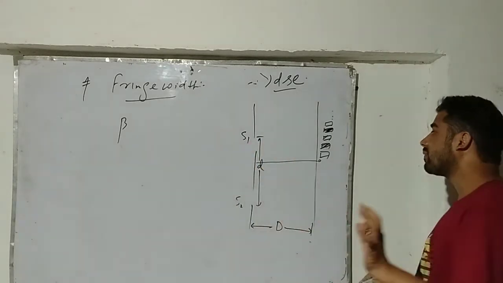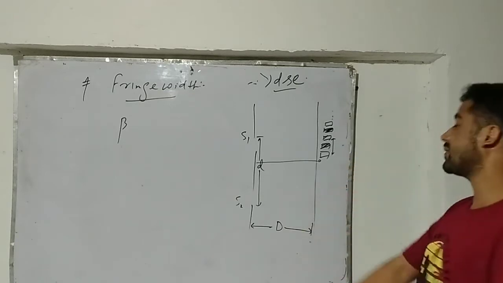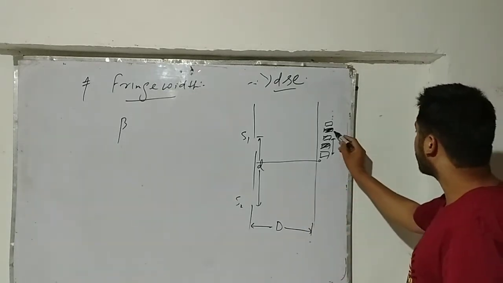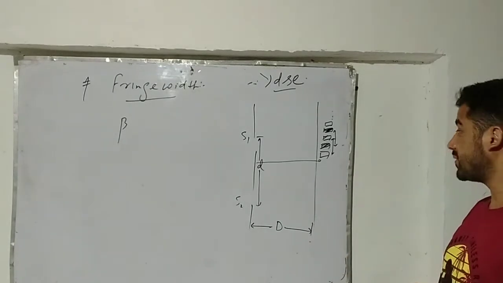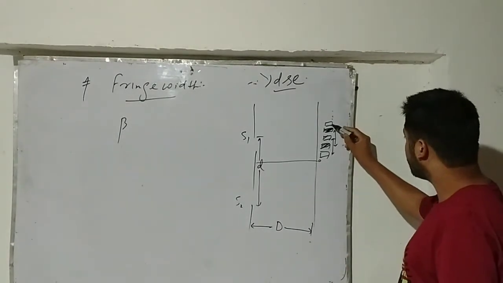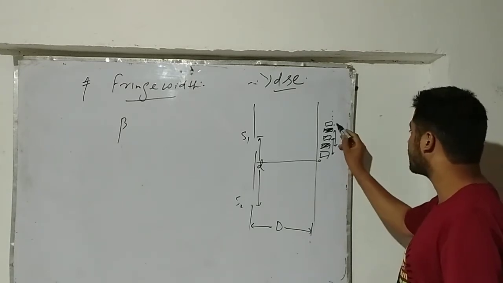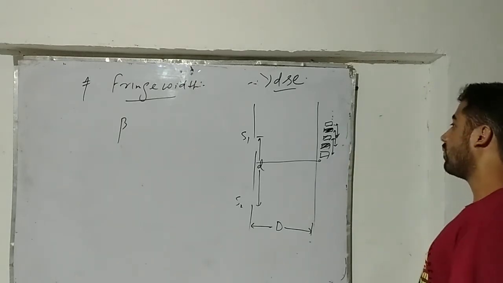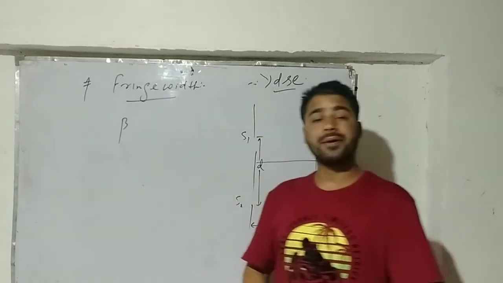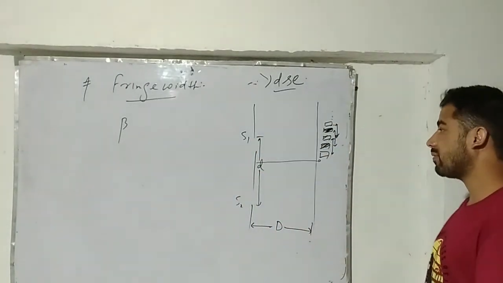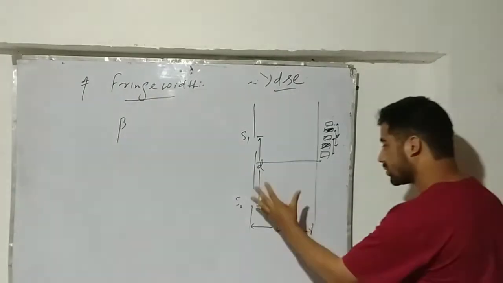So when we talk about the fringe width, it is defined as the distance between two successive, or consecutive, bright or dark fringes. If I take this fringe here, it is not consecutive with this, but this fringe is consecutive with this. So we define the fringe width as the distance between two consecutive bright or dark fringes which are going to be formed at different points on the screen when we use the source of light.